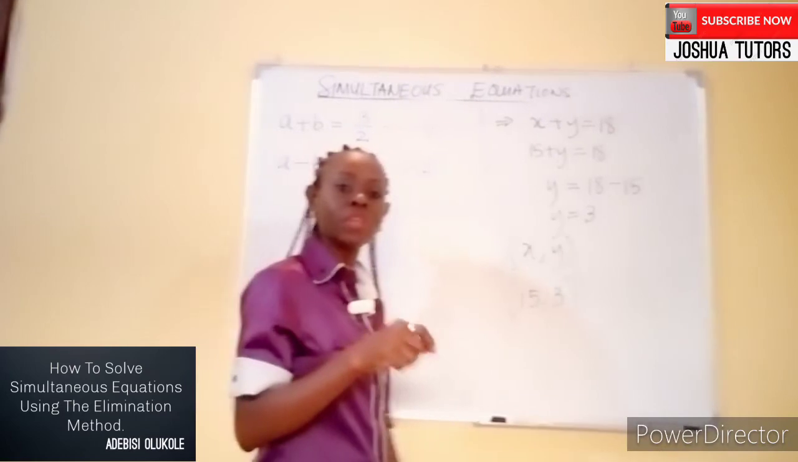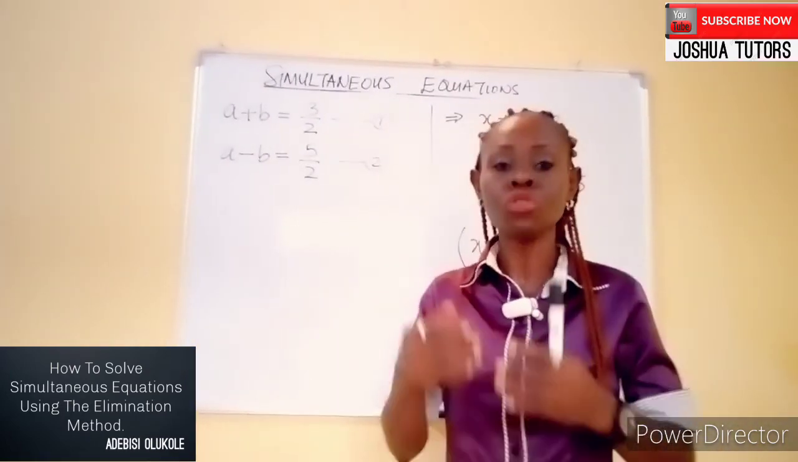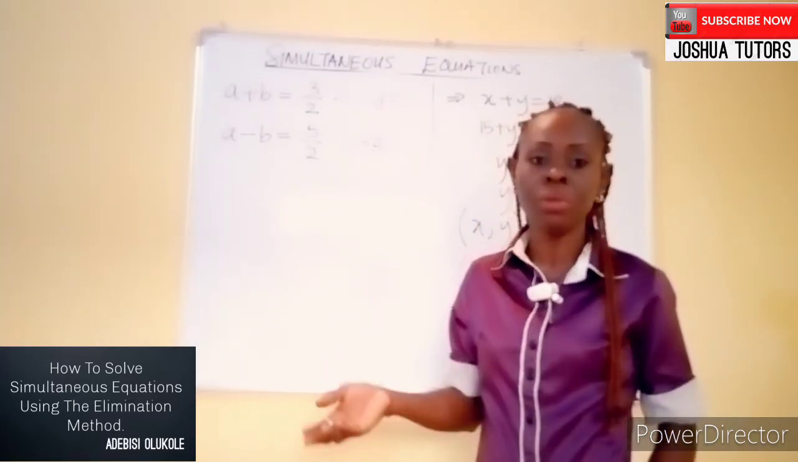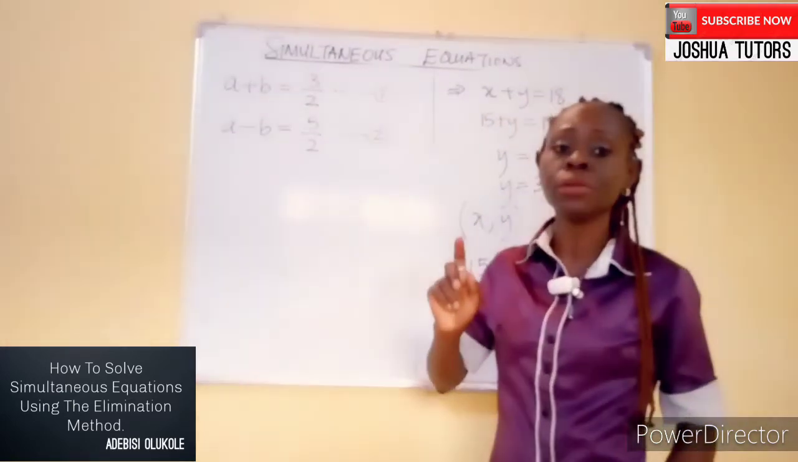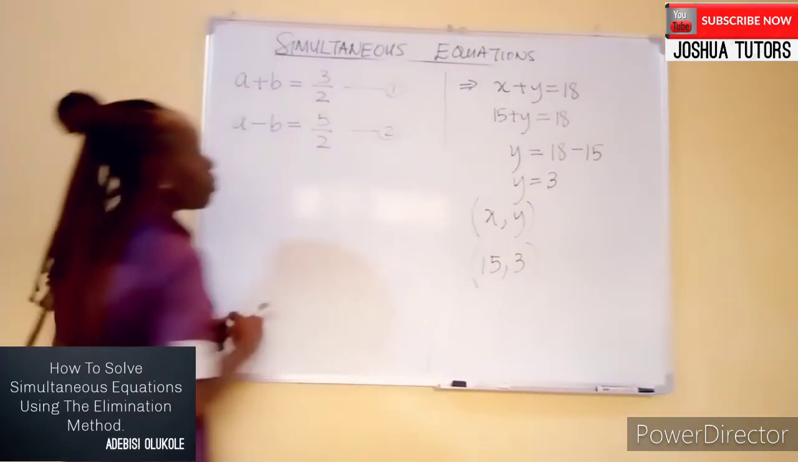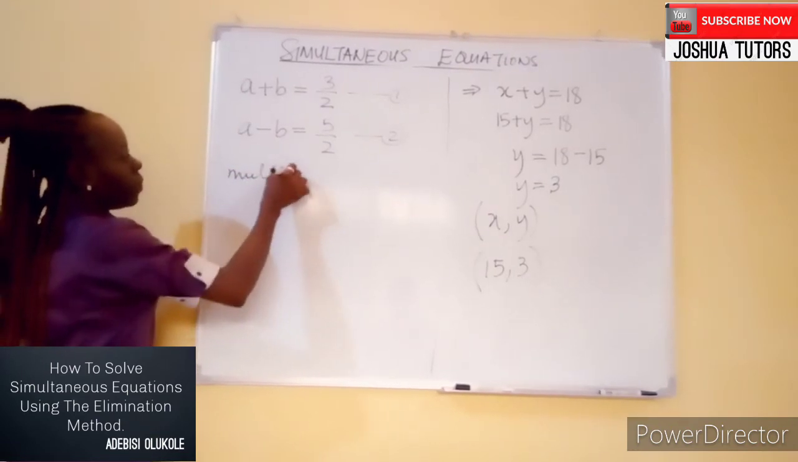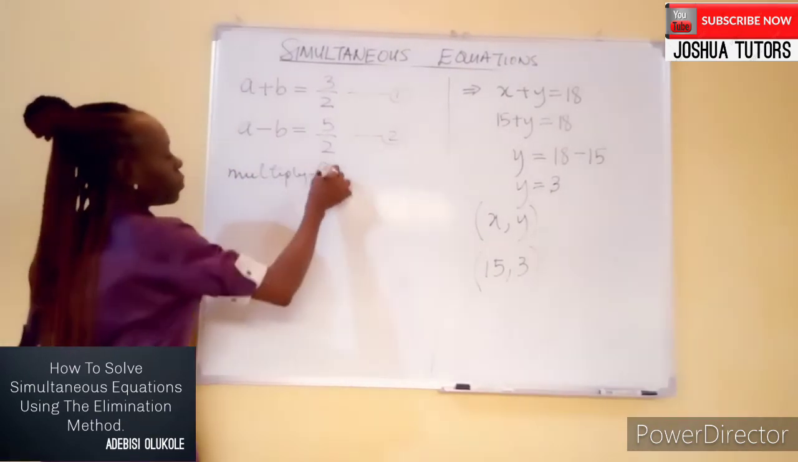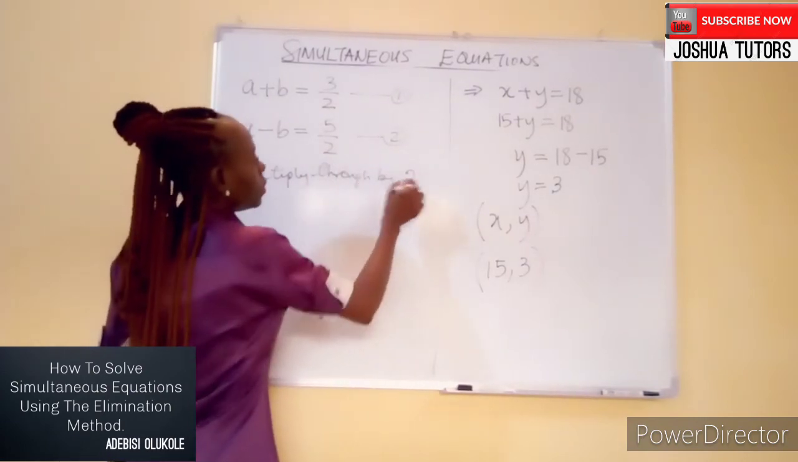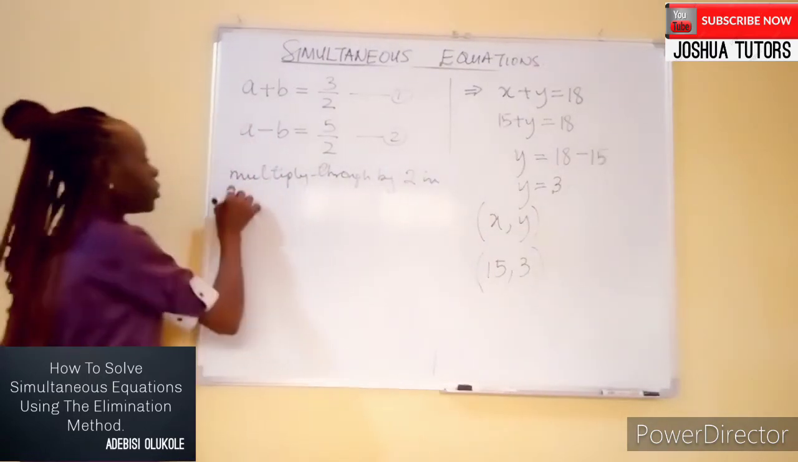How do you clear fractions? Use the denominator to multiply throughout, or the LCM of all the denominators. From equation 1, the only denominator you have there is 2. So I'm going to multiply through by 2. The same thing in equation 2 as well, in both equations.